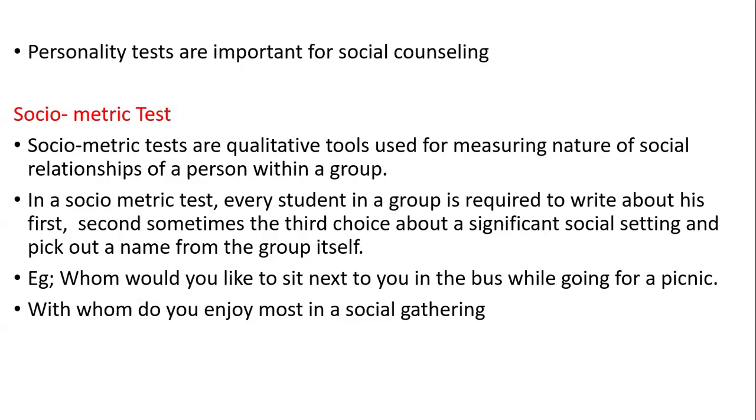Yeah. Social star means, in a group, if one child is liked by many. In certain groups, there are some children that many of them like. So if somebody asks, whom would you like to sit next to you in a bus while going on a picnic, they will tell that child's name. That one is called a social star. That means he or she has very good social interactions, interpersonal connections with others, right?